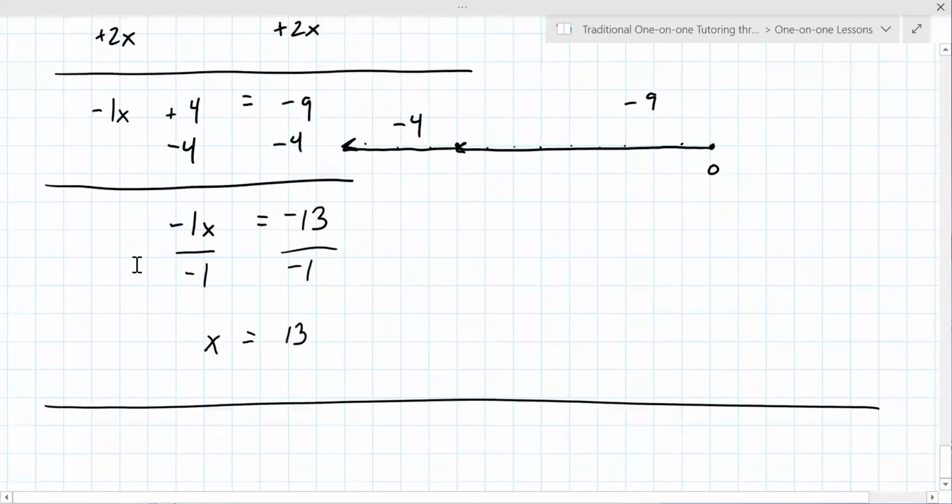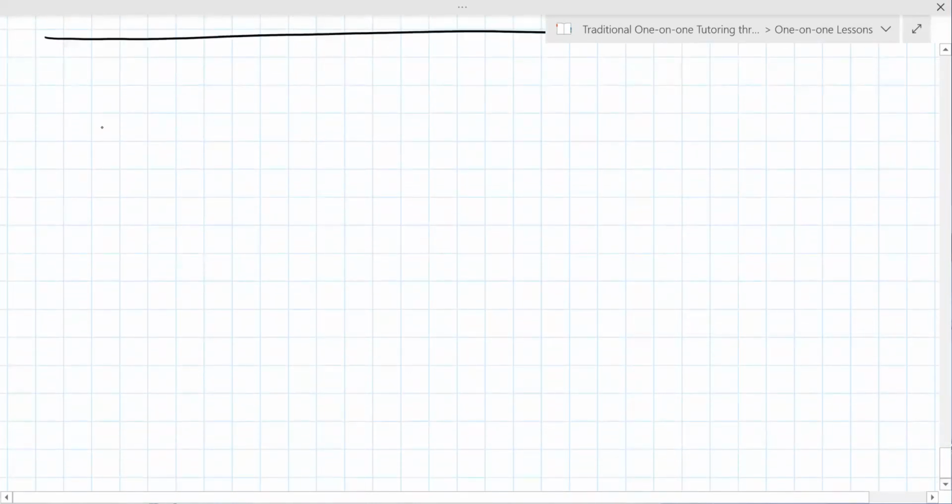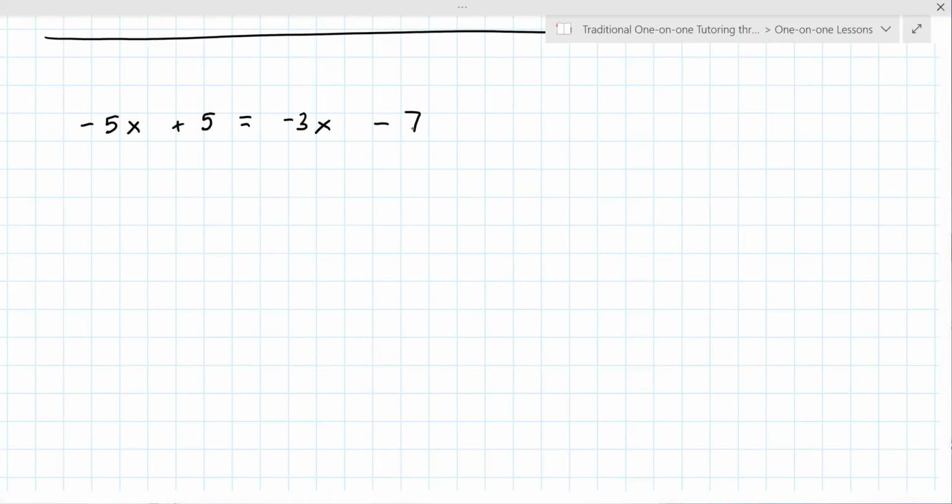Okay, so let me have you try one on your own here. Look back and see, just double check here. All right. So we have -5x plus 5 equals -3x minus 7. So give that a try, please, on your own.